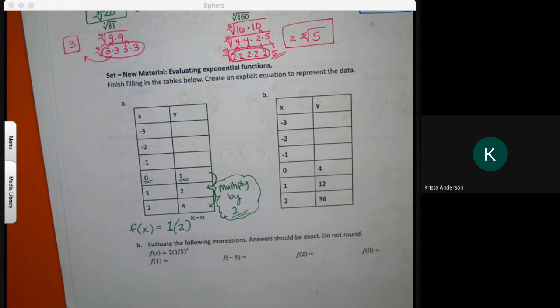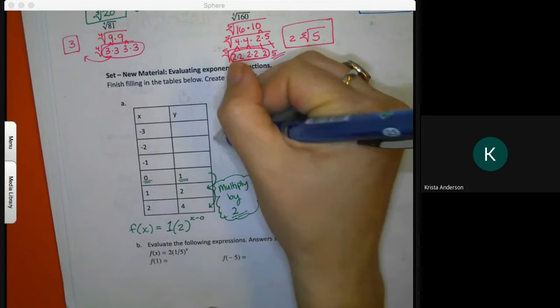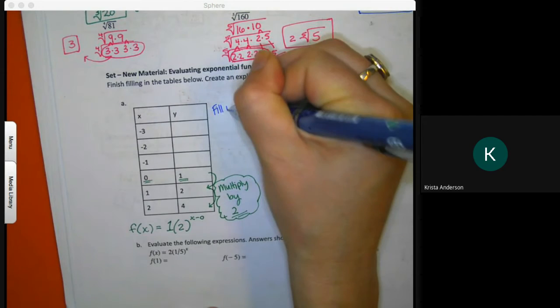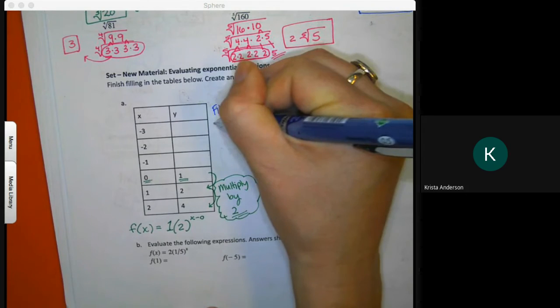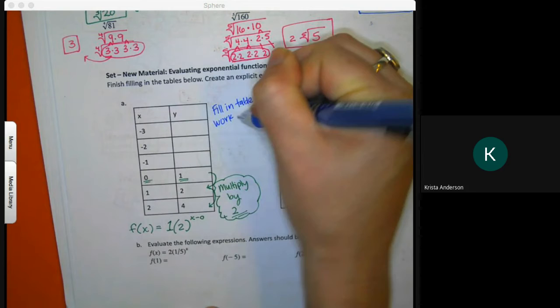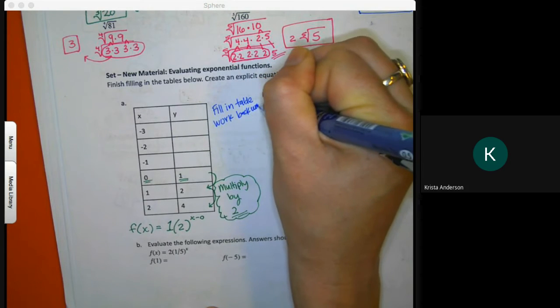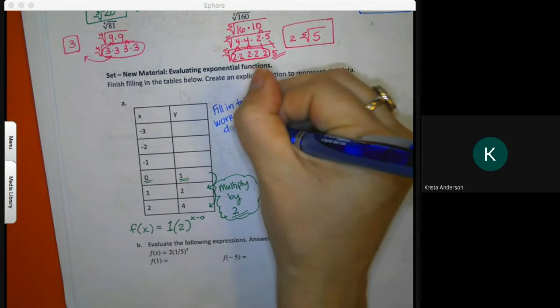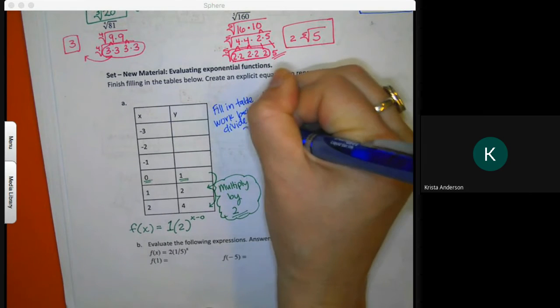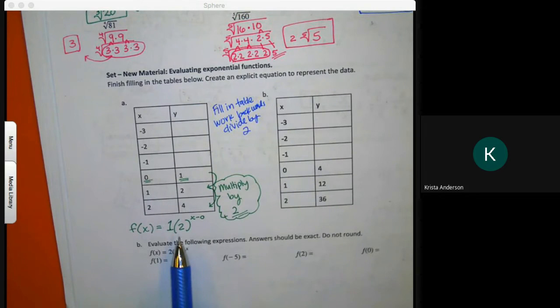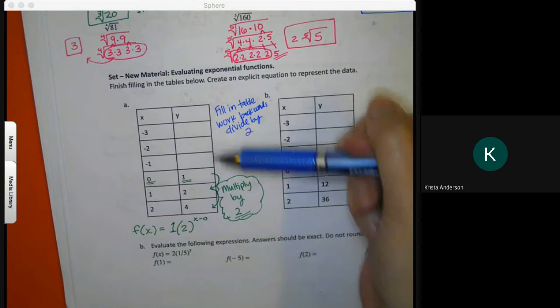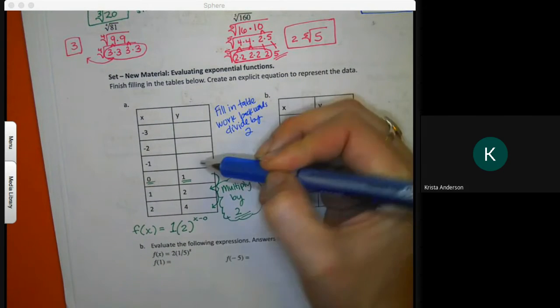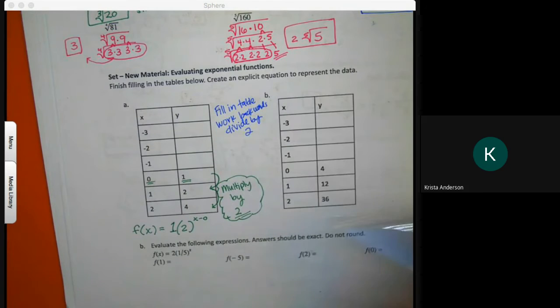If I want to fill in, I'm going to work backwards. What's opposite or backwards of multiply by 2? Divide. Notice I did not put divide by 2 in my equation. That is an error that can occur. As we work through, it is multiplying by 2. If we want to fill in, that's just to help calculate.